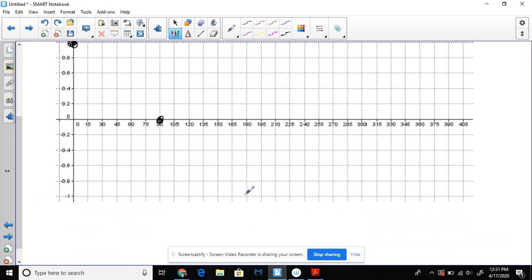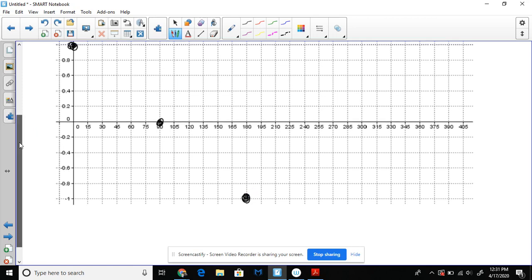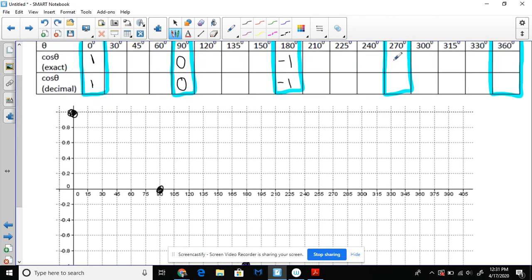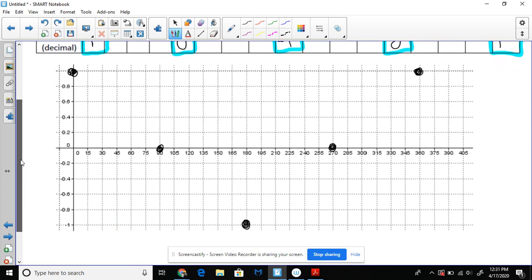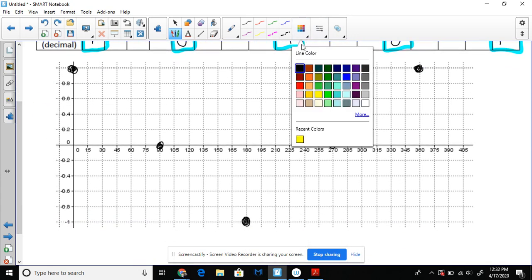So I'm going to put at 180 a negative 1. And then hopefully by now you see the pattern, right? Like cos of 270 is going to be 0. Cos of 360 is going to be 1. So I'm going to have a point here and then a point here, okay? So again, now what we're going to do when we graph this, right?